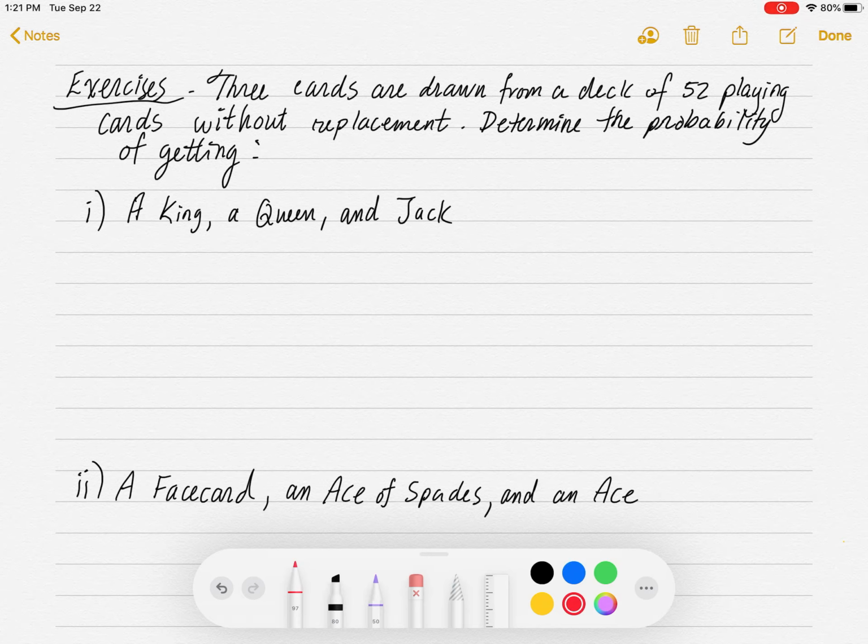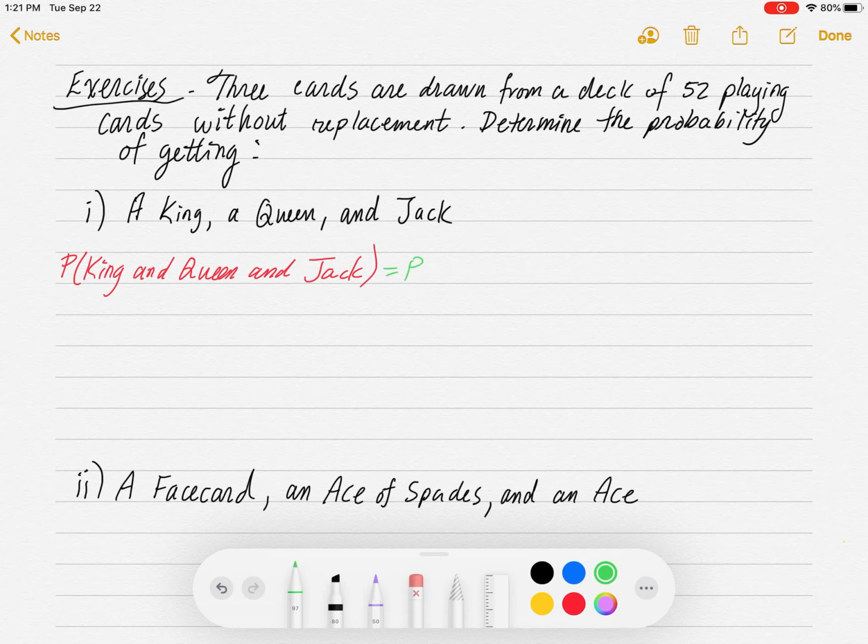Determine the probability of getting a king, a queen, and a jack. So probability of getting a king and a queen and a jack, all 3. That's all I know. 3 draws without replacement.